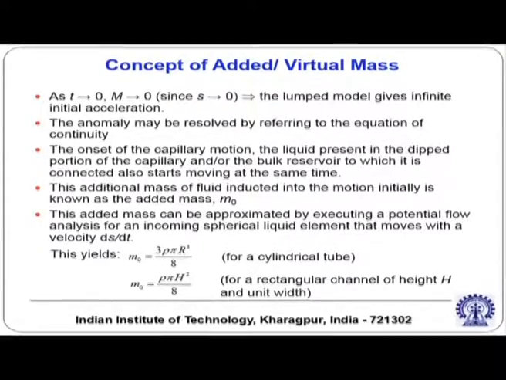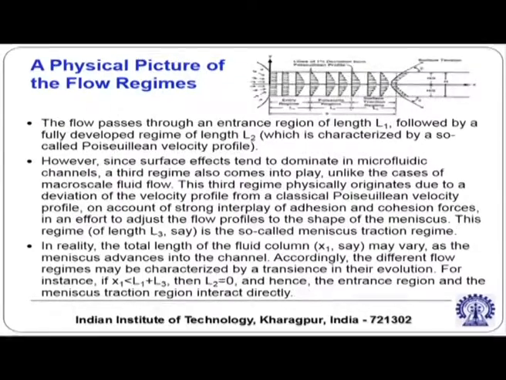We have discussed one limitation, and we have introduced the concept of the added mass or the virtual mass. Next, we will discuss the sanctity of the fully developed velocity profile consideration. If you look at this schematic, you will see that first there is an entrance region of length L1 where the flow is hydrodynamically developing. This region may be very short, but it will be present.